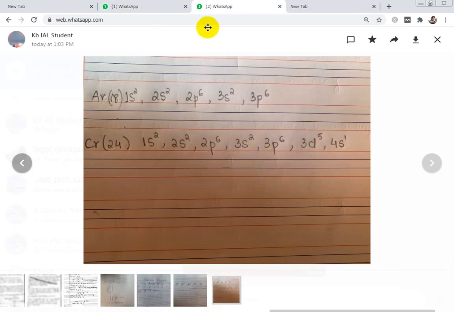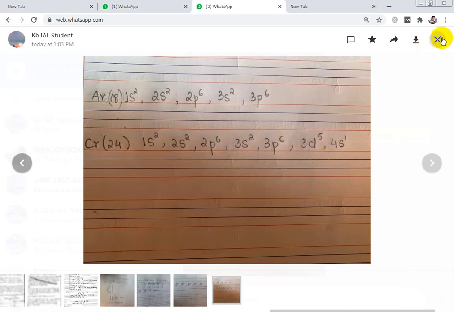Hello, are you listening to me? Hello, students. Yes, sir. Okay, this is chromium: 1s2, 2s2, 2p6, 3s2, 3p6, 3d5, 4s1. You have to draw the electron configuration, not complete it. This argon electronic configuration, 1s2, 2s2, 2p6, 3s2, 3p6, is already given. You will write 3d5 and 4s1.